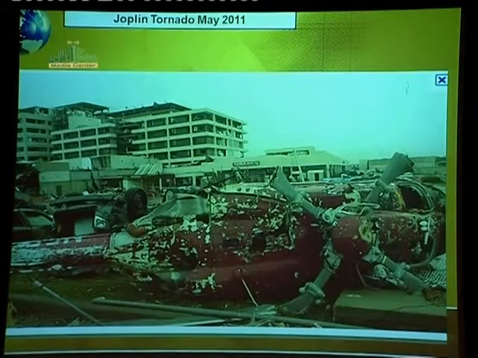Conversely, of course, this was Joplin, Missouri, literally just a month later. 2011 was a terrible tornado season in the United States. This is Joplin. So just the opposite. In this case, the hospital was footprinted by the tornado and was destroyed.